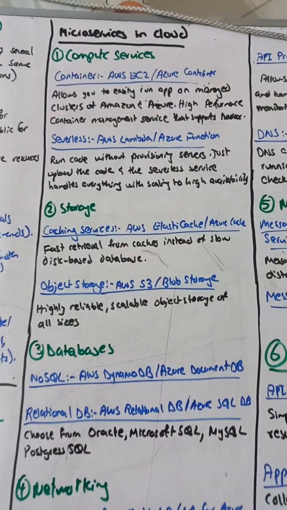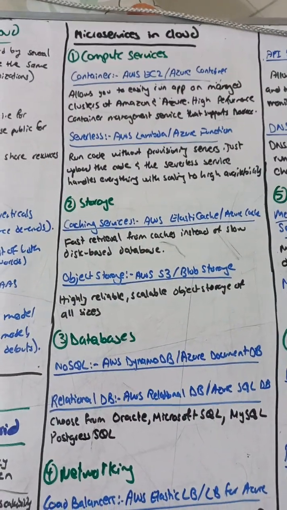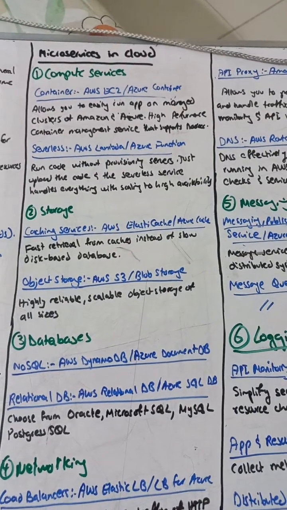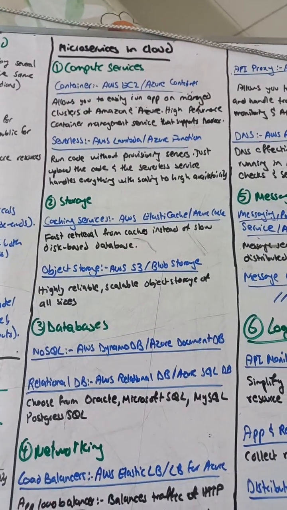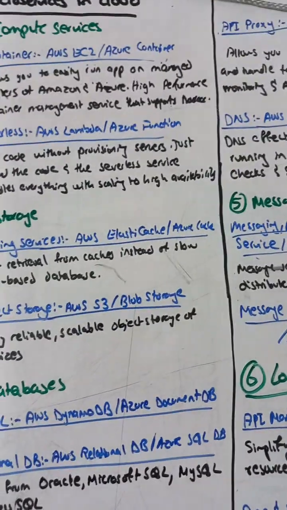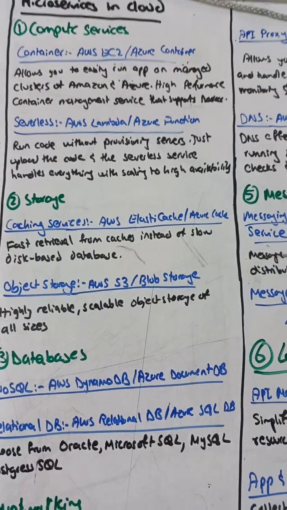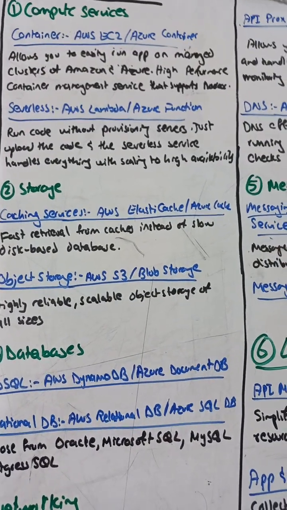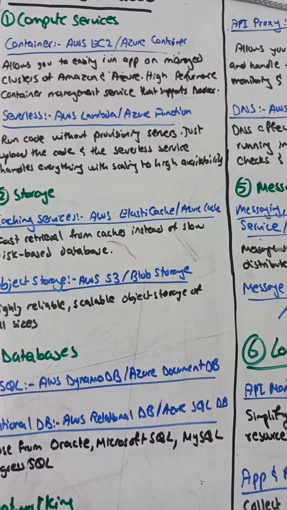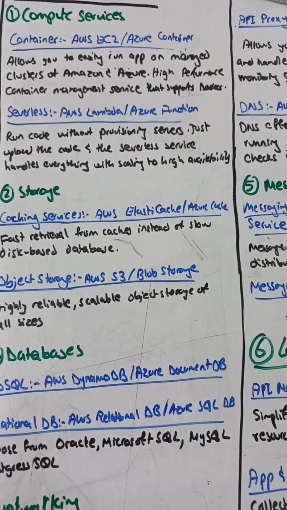In serverless, you have AWS Lambda, whereas in Azure you have Azure Functions, which is basically used to run code without provisioning servers at all. In this, you just upload your code. The code runs on its own. It scales up on its own. Everything's being handled by AWS and Azure on its own.